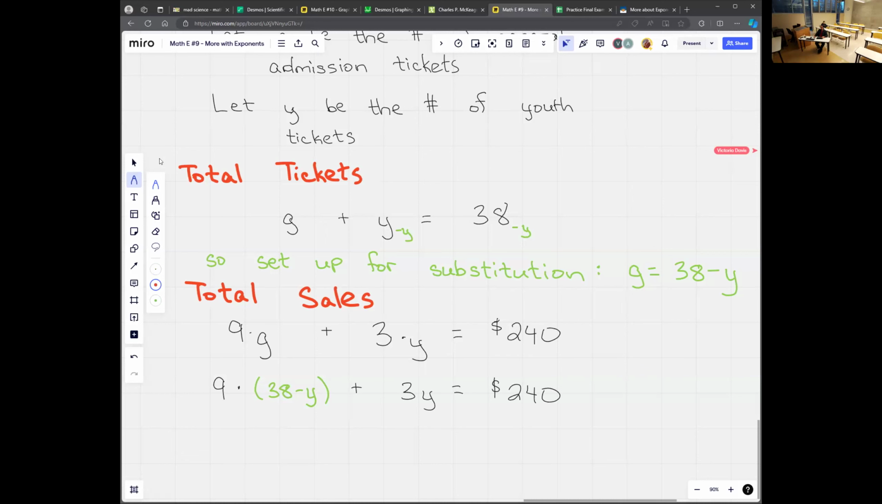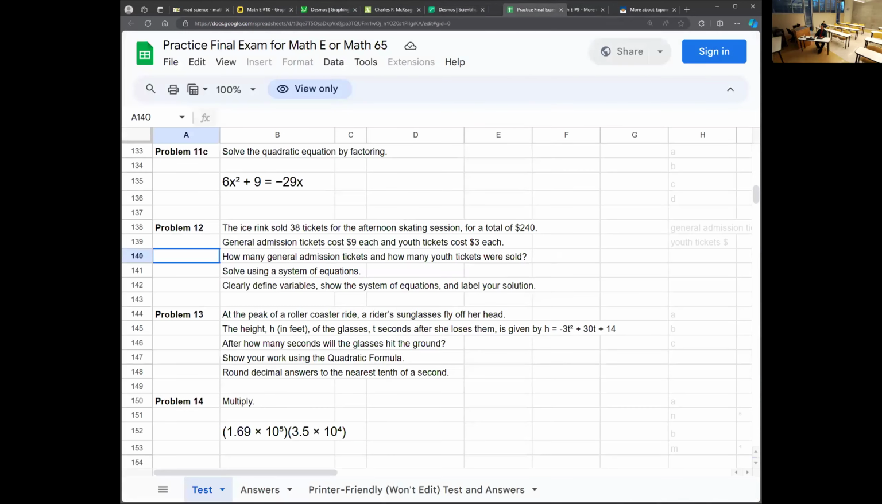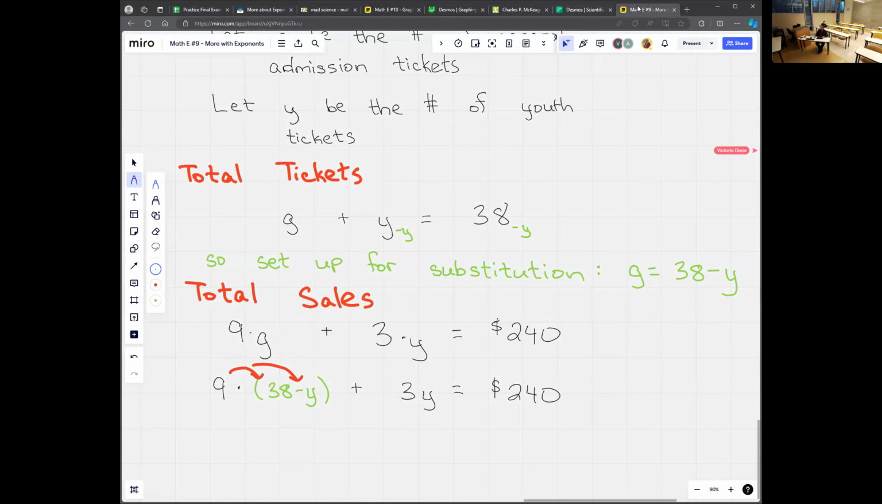Now I'm going to distribute. So 9 times 38, what's that? Let me get my calculator. Okay, 342. 342, you are faster than me. Okay, 342 minus Y times 9 is minus 9Y plus 3Y equals 240.